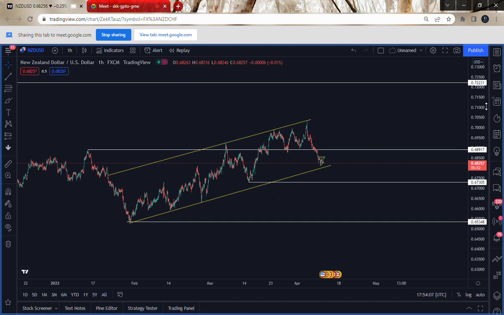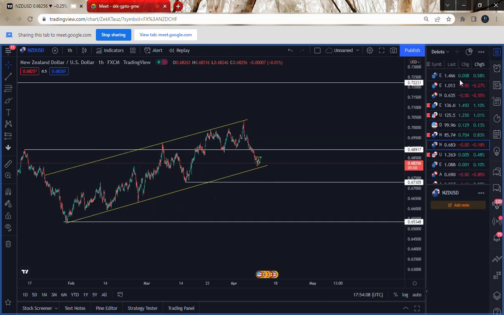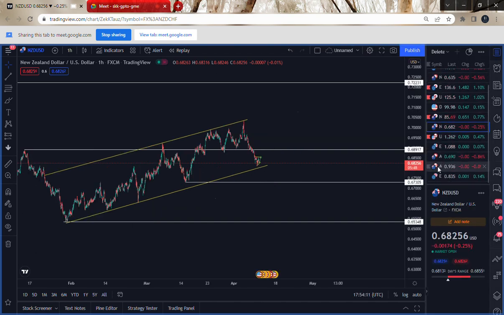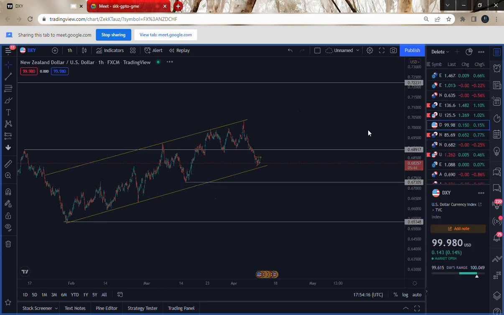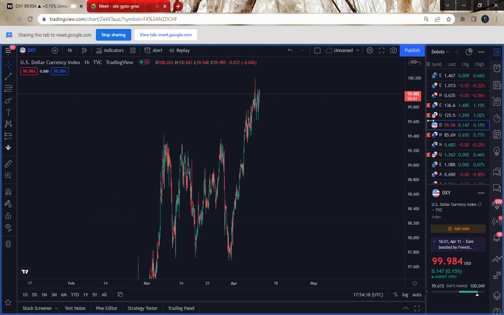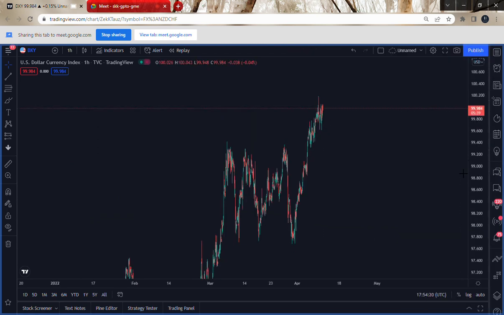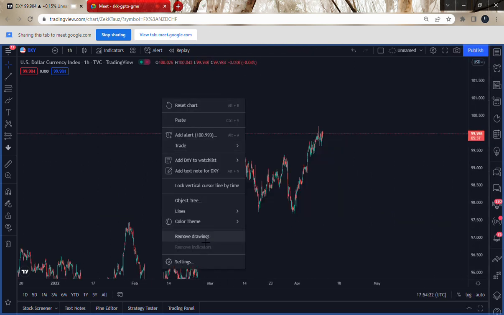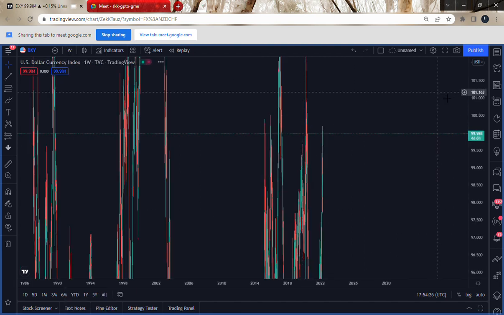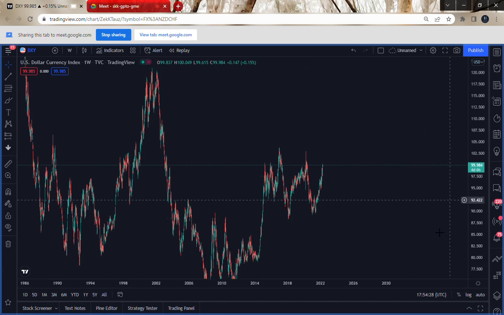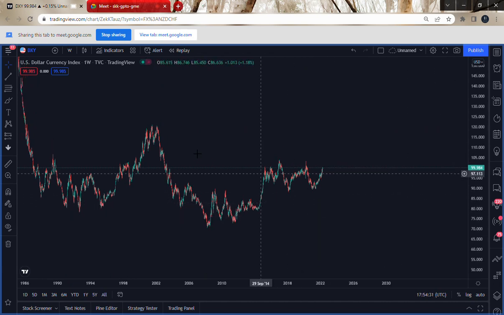So let me just check something here. Okay, so now here, this is DXY, right? This is DXY.